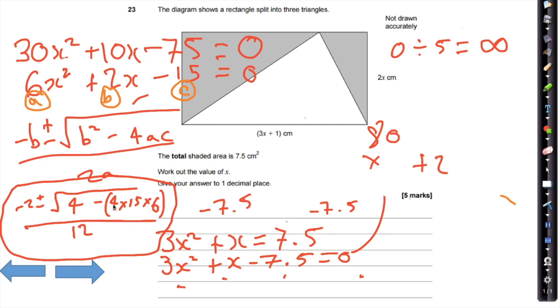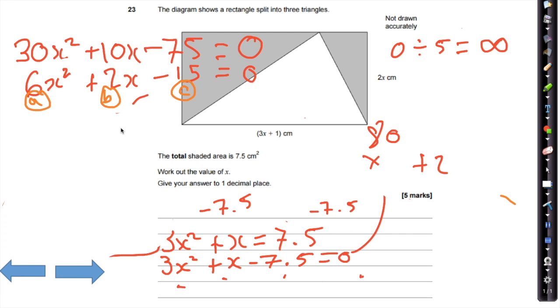Okay, once you've simplified this, so we've got 4 times 15, which will be 60, 60 times 6, which is going to be 360. You can actually say, so it's going to be, I've just wiped out the quadratic equation, so it's minus b plus or minus the square root of b squared minus 4ac, all over 2a.